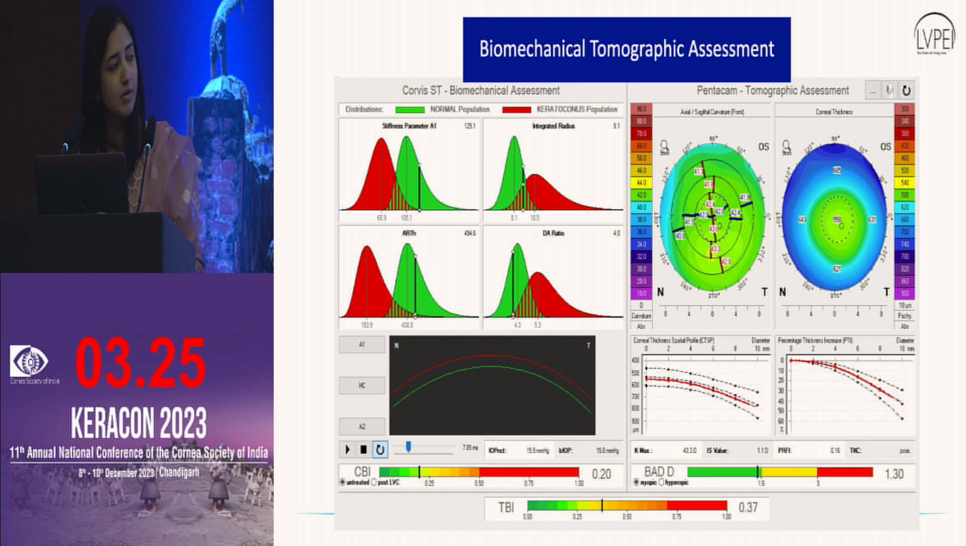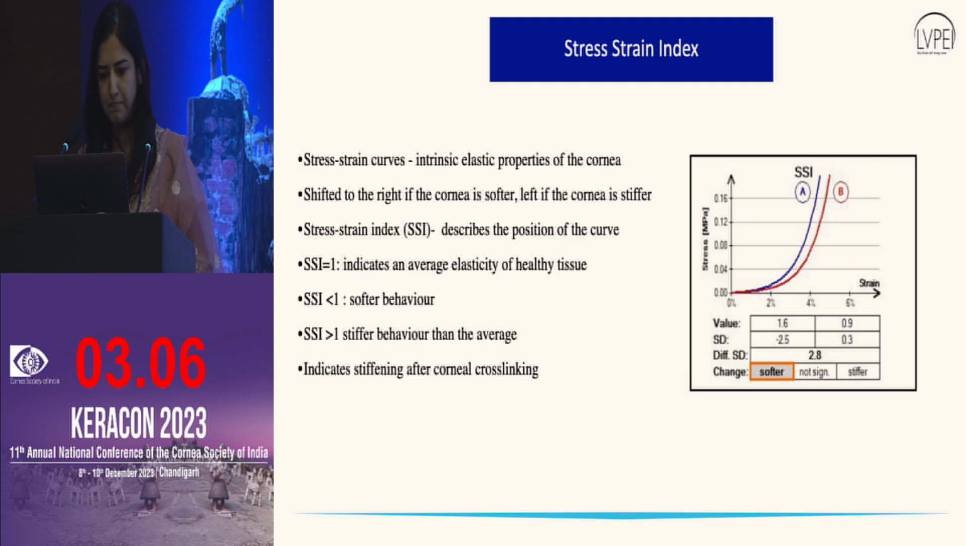And when you look at the black line on all the maps there, the black line represents your patient data, the green curve is your normal population, and the red curve is your keratoconic population. Based on your patient's values, it is going to show where the values for your patients lie, whether it is more towards corneal ectasia or more towards your normal populations.